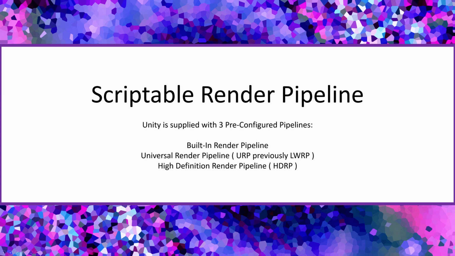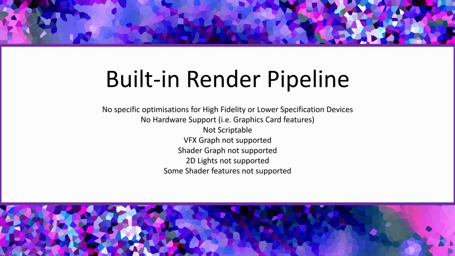As of Unity 19.3, Unity provides three main render pipelines, but you can also create your own custom ones using the new render pipeline features. The supplied render pipelines are the standard built-in renderer. This is the standard pipeline used by Unity and is not specifically optimized.